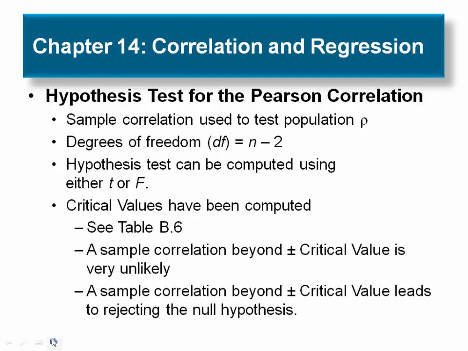Remember that n in correlation is the number of pairs of scores you have in your sample data, and degrees of freedom, df, is calculated by n minus 2.